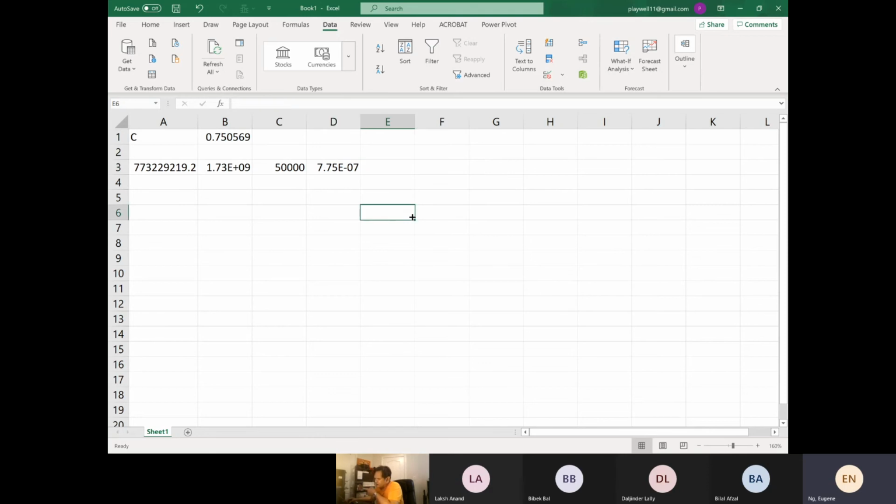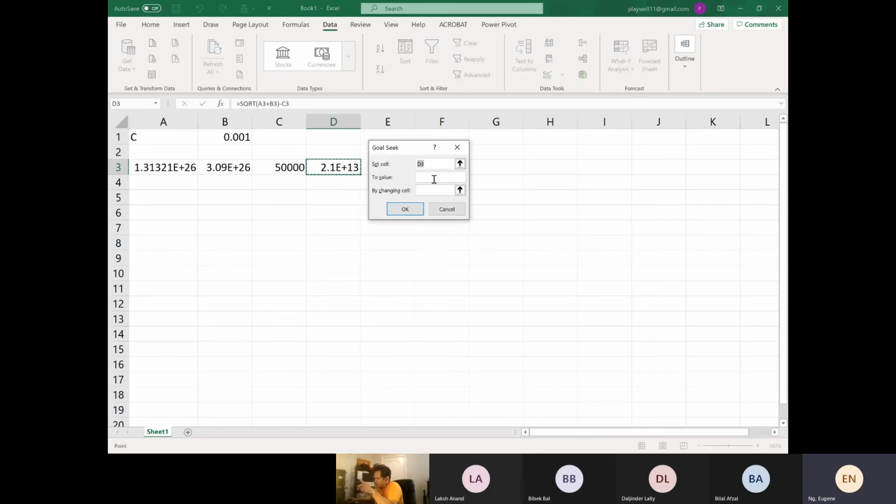0.750569. Now sometimes I'm not sure whether you all have done numerical methods. Sometimes the initial position is very important. So let's say if your initial position is 0.001, you don't know, you just put any. So now if you go to goal seek, now this is a limitation of using Excel. If you were to use MATLAB or Wolfram Alpha, whatever, it will work. But if you use Excel, we might not get a solution here. See, it's still thinking.